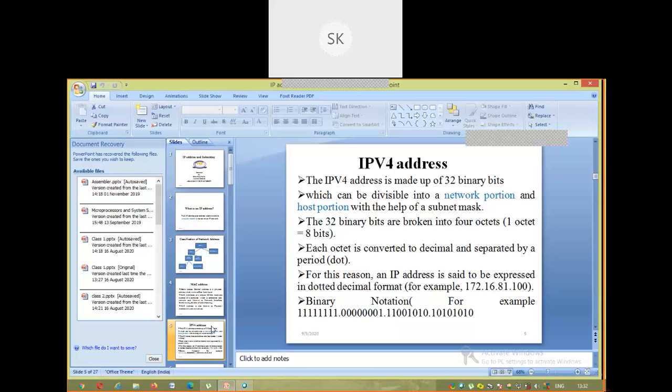IPv4 stands for Internet Protocol version 4. There are two versions: Internet Protocol version 4 and version 6, IPv6. Now we are discussing IPv4, and it is a 32-bit binary number. Unlike the MAC address, which was a 48-bit hexadecimal number, this IPv4 address is a 32-bit binary number. Is it okay?